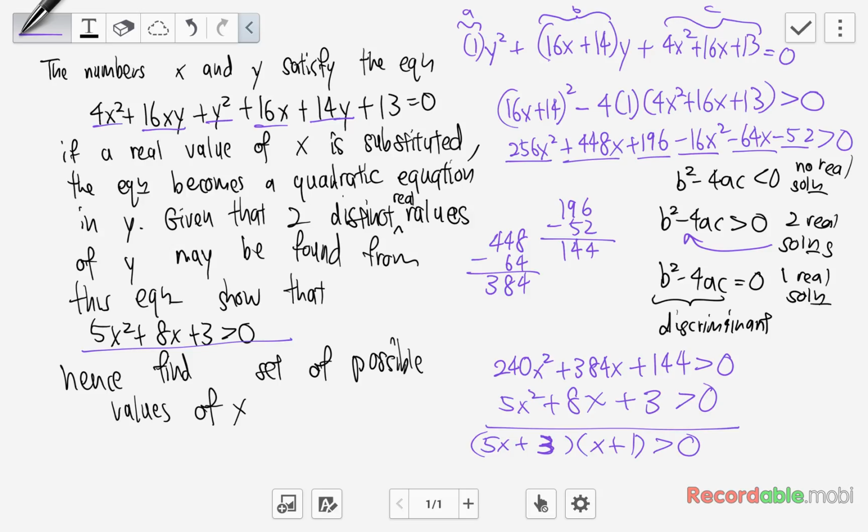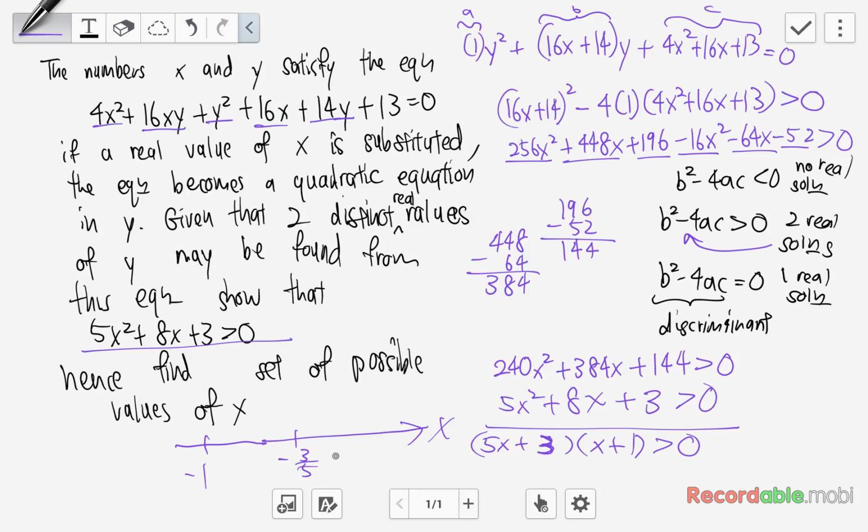From here I would draw a number line to solve this inequality. This term will give me a value of minus 3 over 5, because minus 3 over 5 times 5 gives me minus 3, plus 3 gives me 0. And this term would give me minus 1, which is even more negative than minus 3 over 5. So I will draw this number line. Next I want to know which regions are positive or negative.